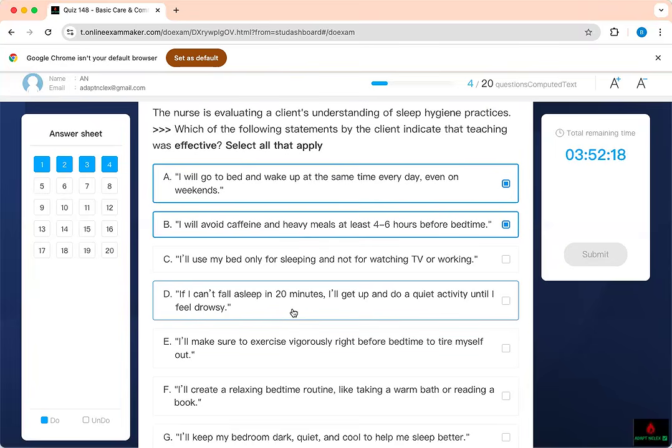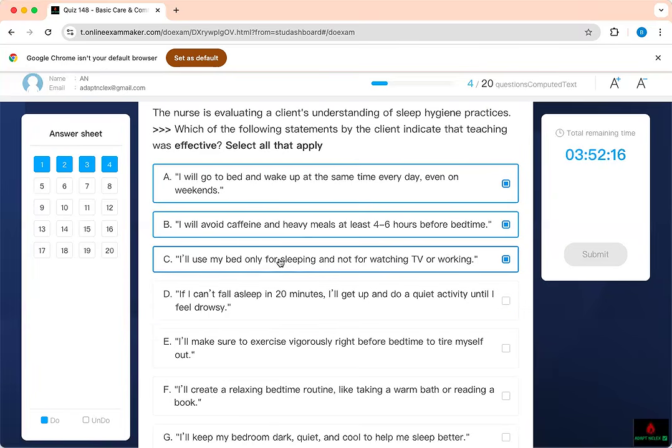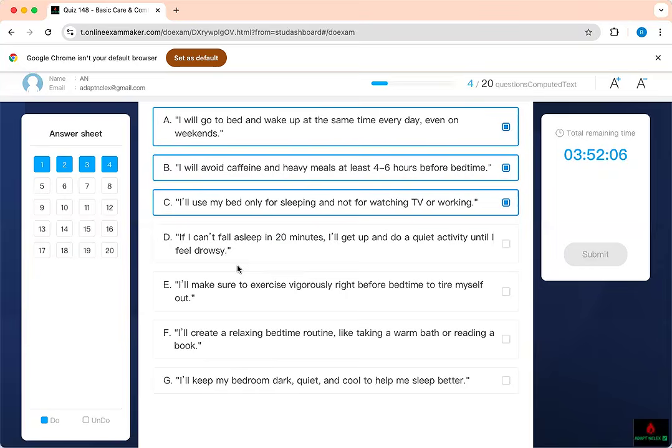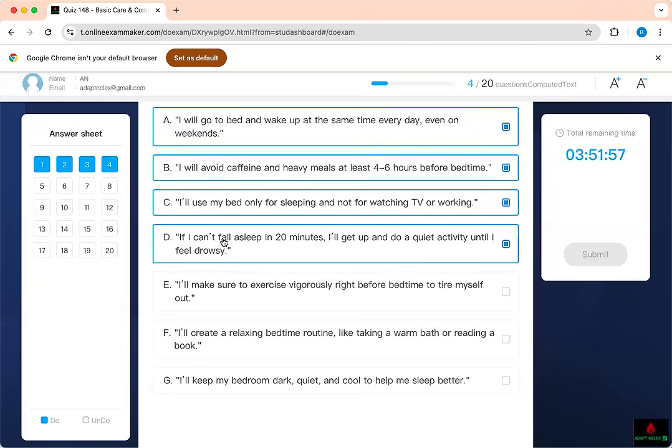I will use my bed only for sleep and not for watching TV. If you're not going to fall asleep, don't go to bed. If I can't fall asleep in 20 minutes, I'll get up and do a quiet activity until I feel drowsy. This is the same thing as number three. So you should do that. I will make sure to exercise vigorously right before bedtime to tire myself out.